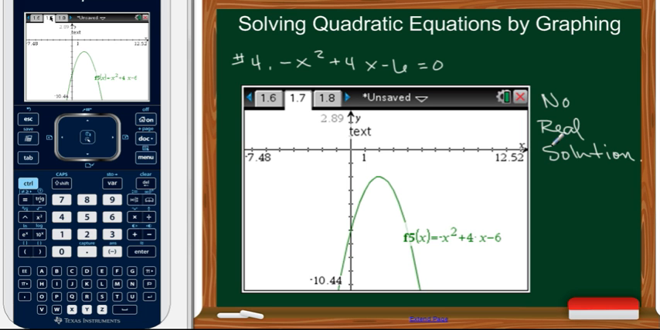Now graphing quadratic functions in order to get solutions is a great way to do it if you have a graphing calculator, and you don't really need perfect answers when you're solving for decimals. All right, that's how you solve by graphing. Hope this helped.